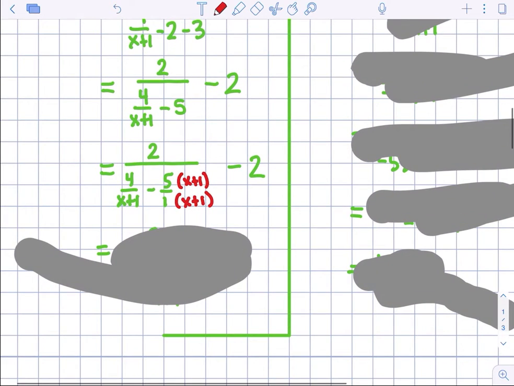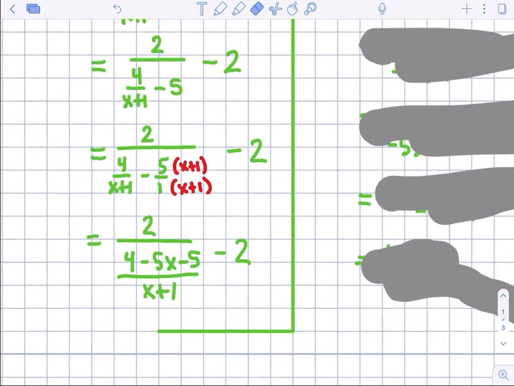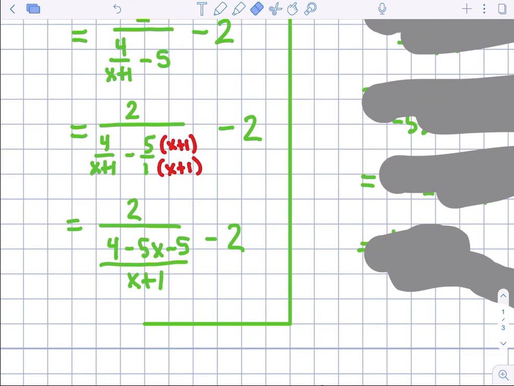And you still keep everything. Alright, so it's going to be 4. So negative 5, right? This whole thing, you guys, negative 5. Distribute that negative 5 to the inside. Negative 5 times x, negative 5 times 1. And you're going to get 2 all over 4 minus 5x minus 5 all over x plus 1 minus 2.